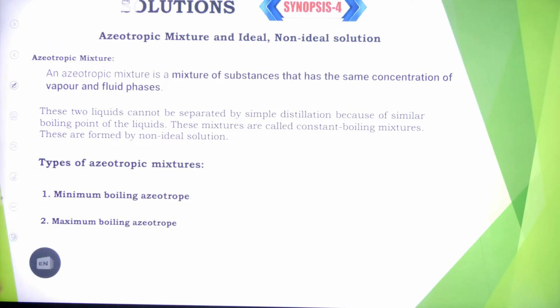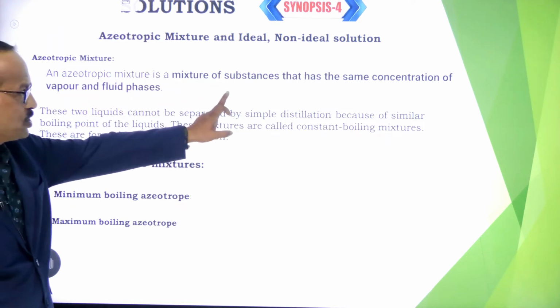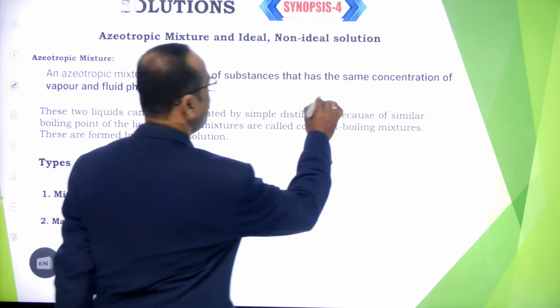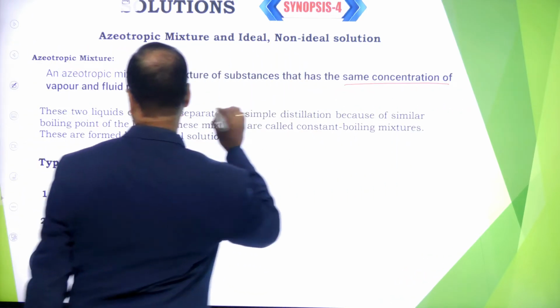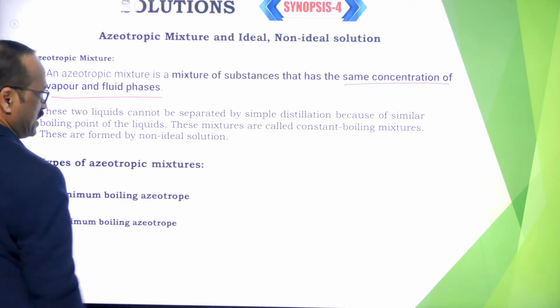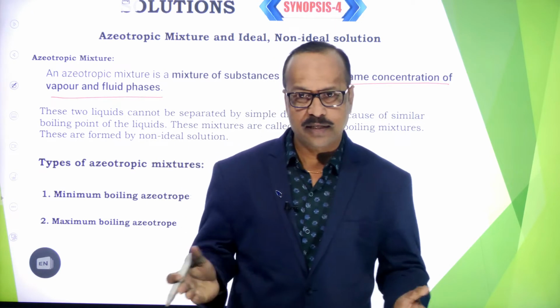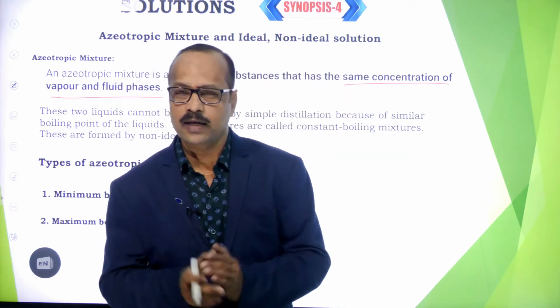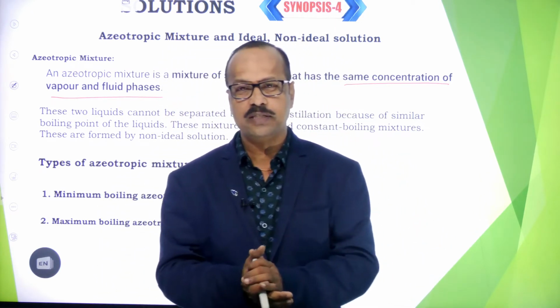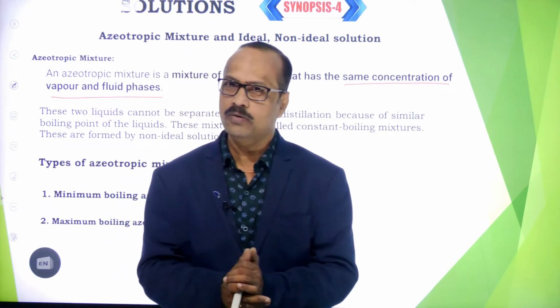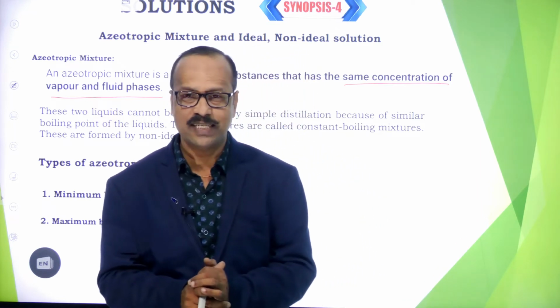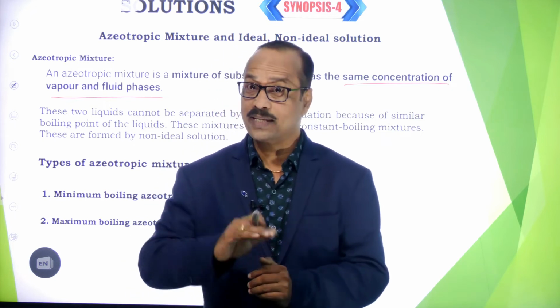Okay. So now an azeotropic mixture is a mixture of substances that has the same concentration in the vapor and fluid phases. Okay. What is the meaning of that? In the 9th class itself, in the second chapter in CBSE, you might have discussed fractional distillation. There is one topic in the second chapter.